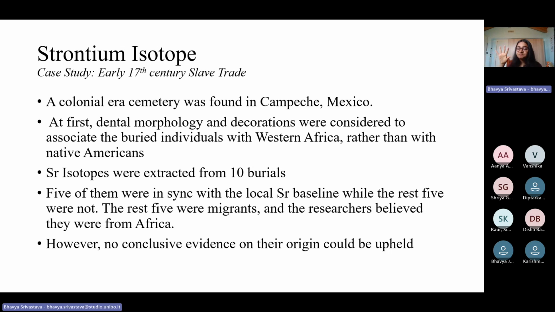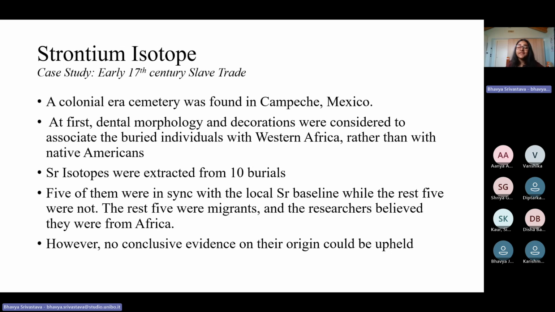And so it was believed that they might have come from Africa, and this could be an interpretation pointing towards an early example of slave trade in Central America. So this case study showed that this could be an example of early slave trade. However, something very important to point out here is that no conclusive evidence was found that the five people who died here were not natives, but where did they actually come from? This was not something that could be understood.